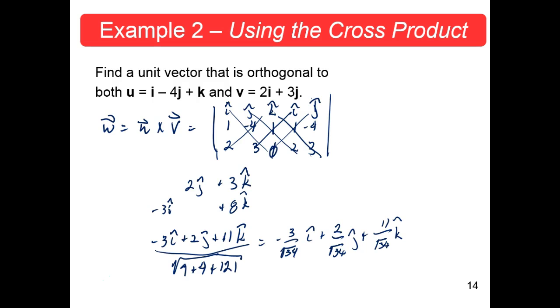What you would do is the sum of the squares of each component. It'd be 9 over 134 plus 4 over 134 plus 121 over 134. And again, 121 plus 9 is 130 plus 4 is 134. I left off the ones, didn't I? I thought something looked bizarre there. These are 134s, not 34s. Square root of 134.